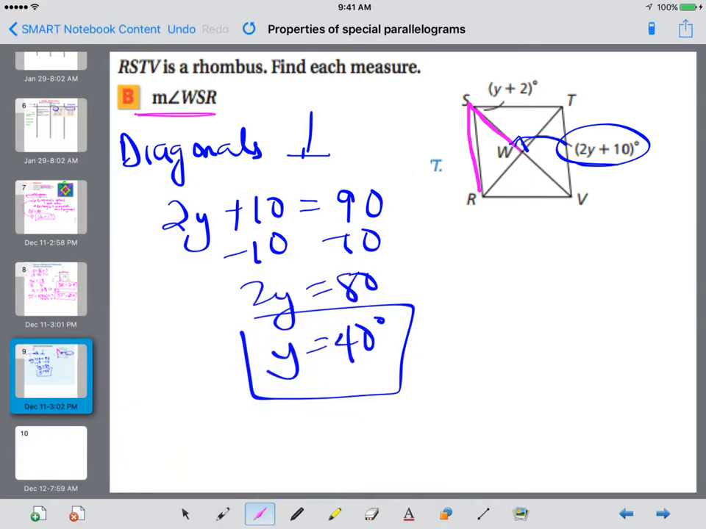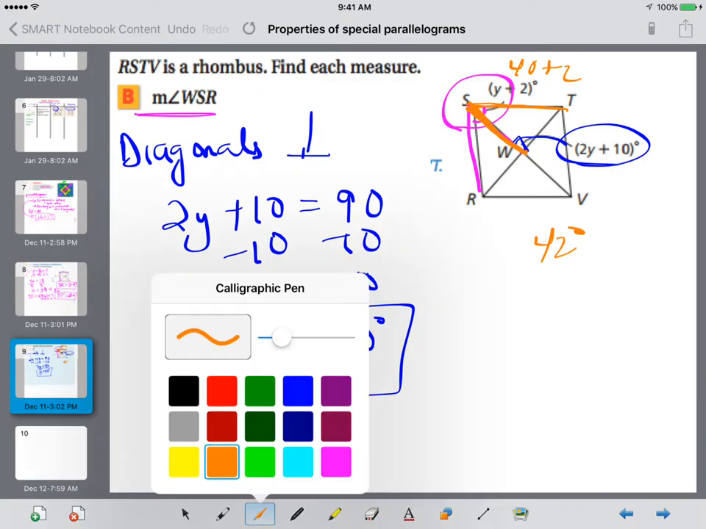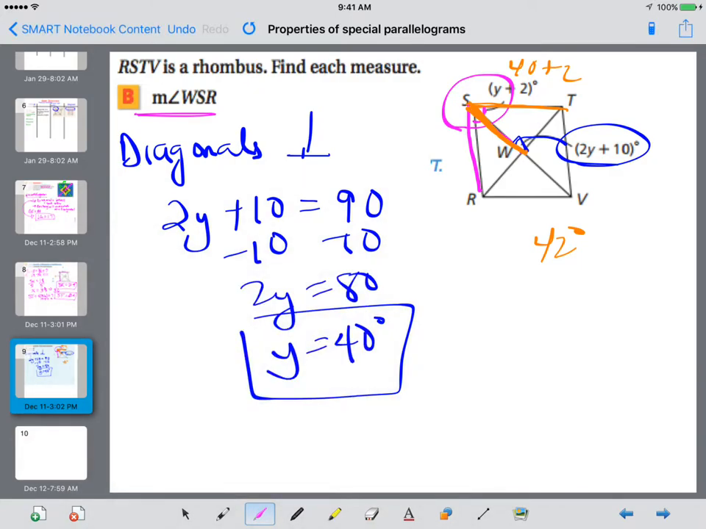Now, from another definition, at each corner, the diagonals bisect the angles, creating two equal angles. So if we plug 40 in for y, so that I can figure out angle WST, that's going to be 40 plus 2, which is 42 degrees. That means that this side is 42. This angle, WSR, is the same, 42 degrees.